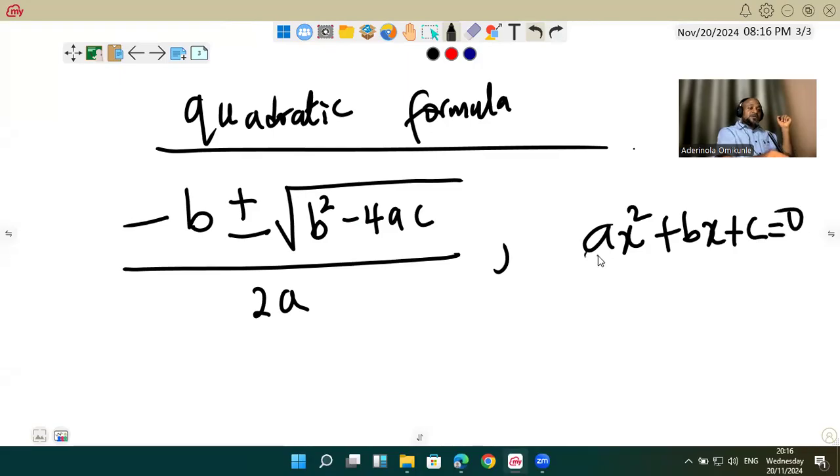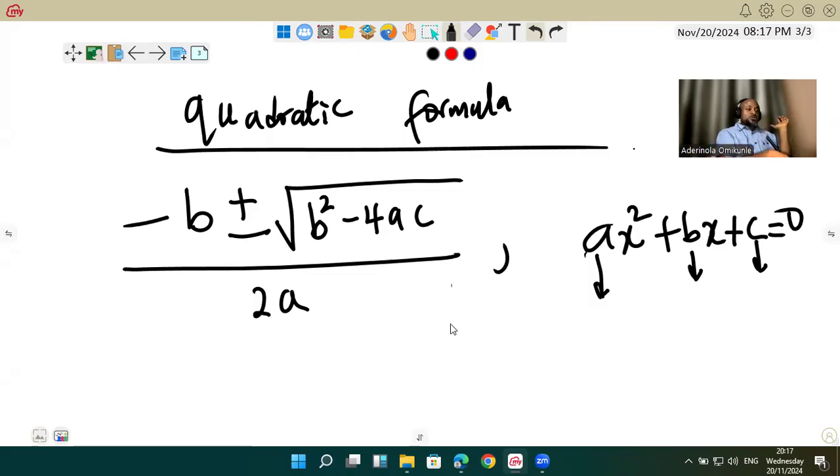So a is the number in front of x squared, and it can never be zero. A must always exist. If a is zero, then it's no longer a quadratic equation. It can be any kind of equation, but not quadratic. Our b is the number in front of x, and our c is the number that does not have x at all. It's what we call the constant. Irrespective of how the equation is rearranged, a is the coefficient of x squared, b is the coefficient of x, and c is the constant.